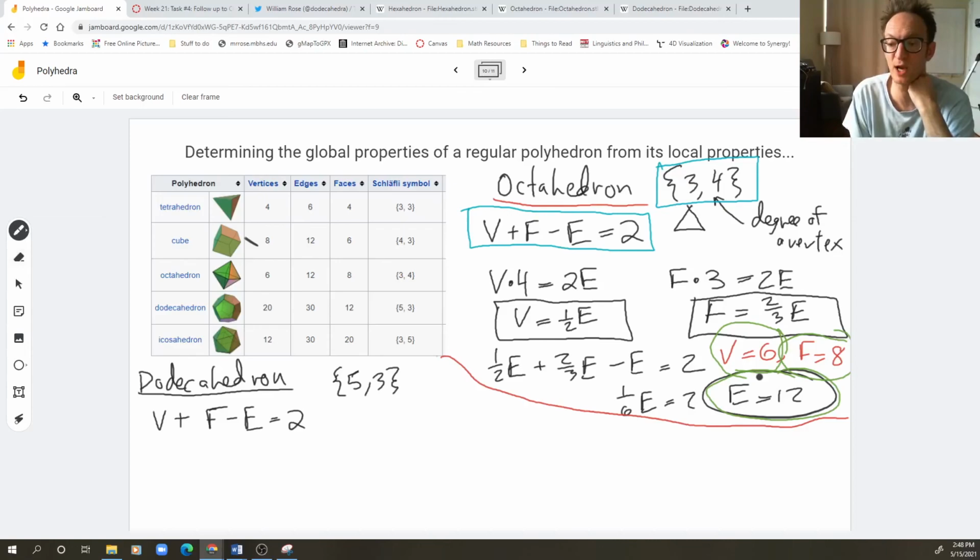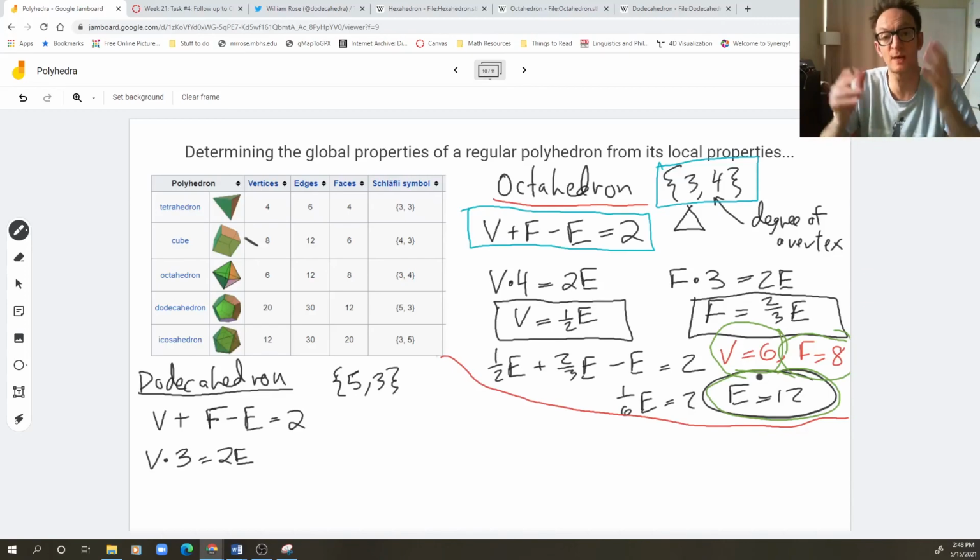What do I say? Well now, what do I got? Every vertex has degree 3 in a dodecahedron because there are 3 pentagons meeting in every vertex. And so if I take the number of vertices, unknown at the moment, times the number of edges meeting at that vertex, then I'm going to get twice the total number of edges, because I double count every edge by counting the number of edges incident with any given vertex.